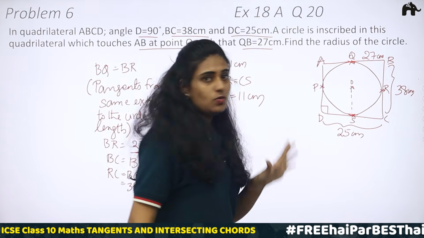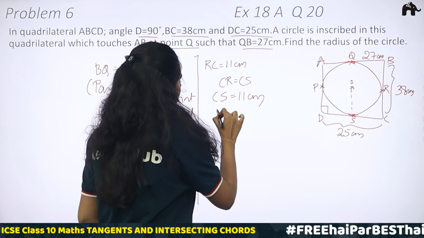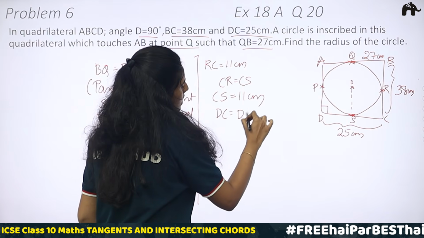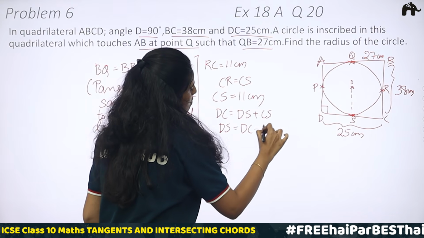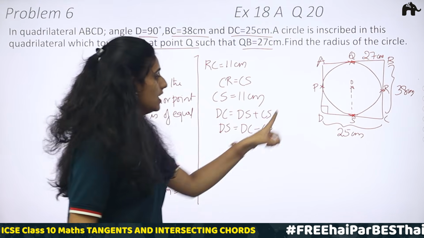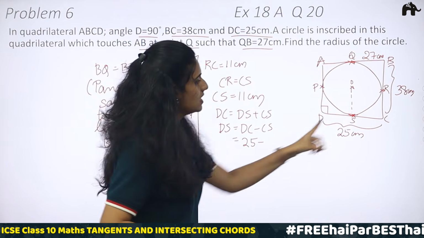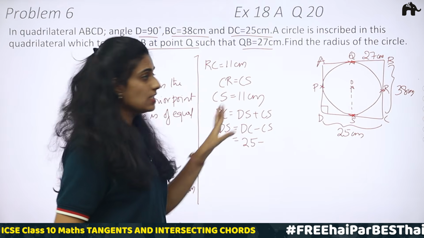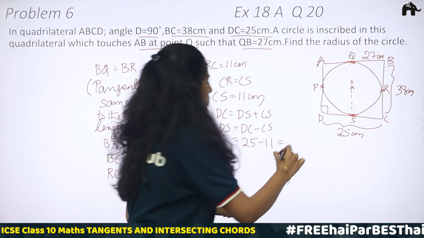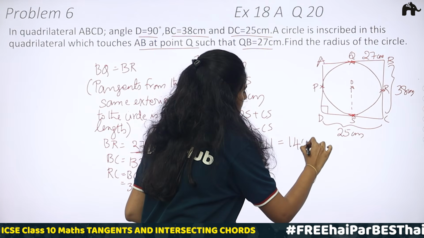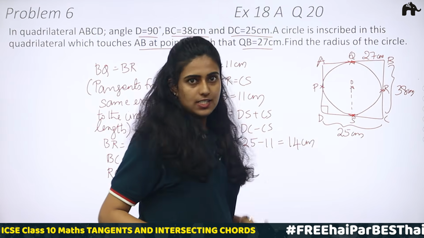If CS is equal to 11 centimeters, we can find the length DS. Yes, we have DC is equal to DS plus CS, which means DS is equal to DC minus CS. DC is 25 centimeters, 25 minus CS. CS we have determined, which is 11 centimeters. 25 minus 11 is equal to 14 centimeters. Okay, we got DS is equal to 14 centimeters.